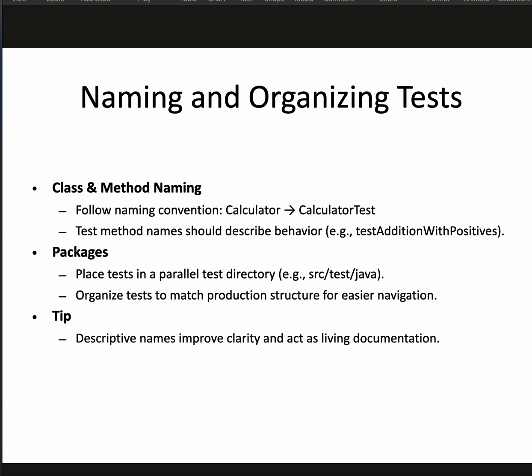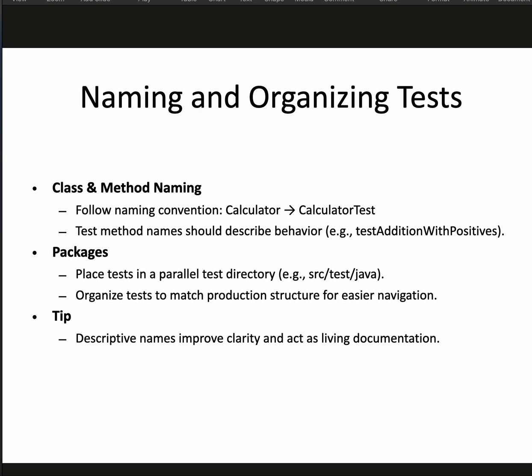You also want to use descriptive method names. Test method names should clearly explain what the test is checking. For example, instead of just naming a test test1, a better name would be testAdditionWithPositiveNumbers. This makes it obvious what the test does without needing to read the code inside.